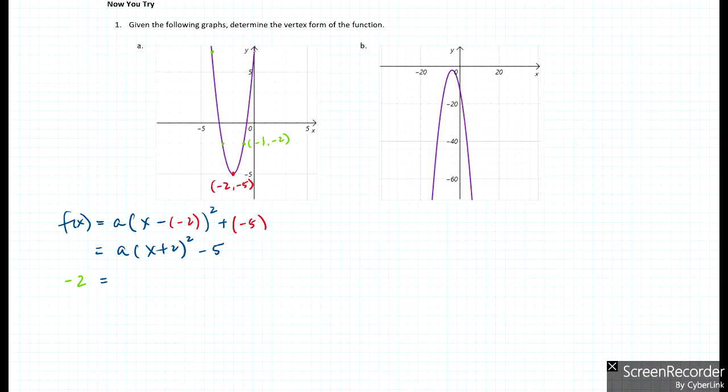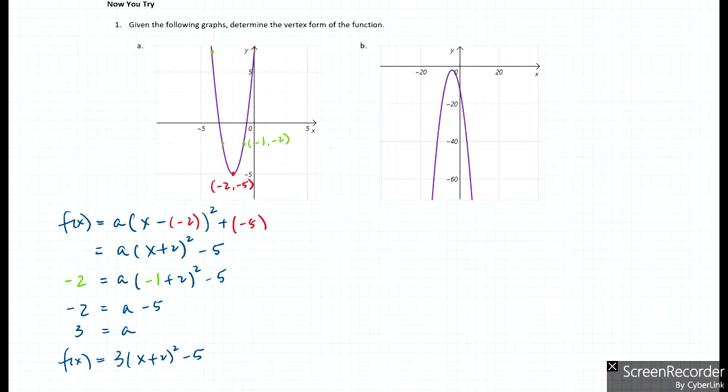So we get -2 equals a times -1 plus 2 squared minus 5. Here -1 plus 2 is 1, and 1 squared is still 1, so we get a minus 5. To find a, we add 5 on both sides and get a is equal to 3. Our proposed solution for the vertex form is 3 times x plus 2 squared minus 5.